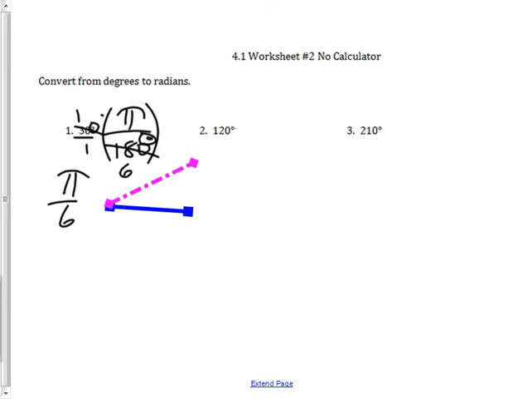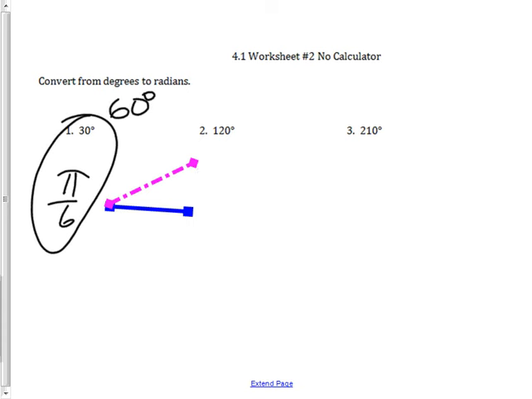Now, it'd be really smart for you to just memorize this, that 30 degrees is pi over 6. Okay? It's something you can just memorize. Because the cool thing is, then, think about this. If you want 60 degrees, and you've memorized that 30 degrees is 1/6 of a pi, then this is going to be twice as much. 60 degrees would be twice as much. It would be 2/6 of pi, okay? Otherwise known as pi over 3.